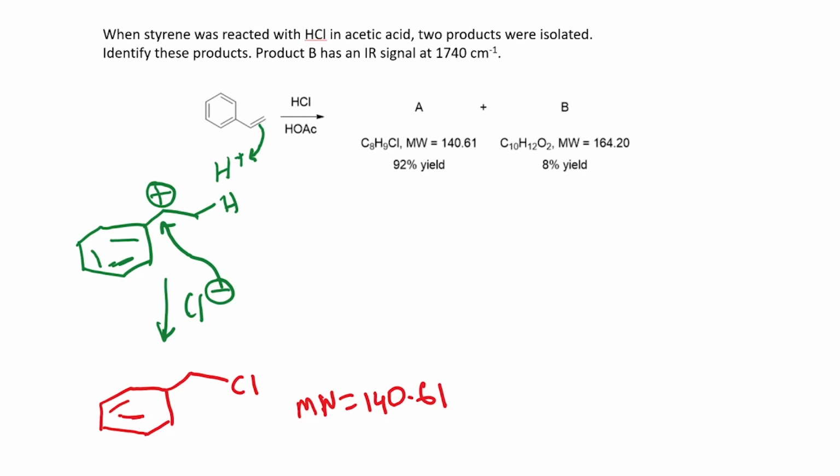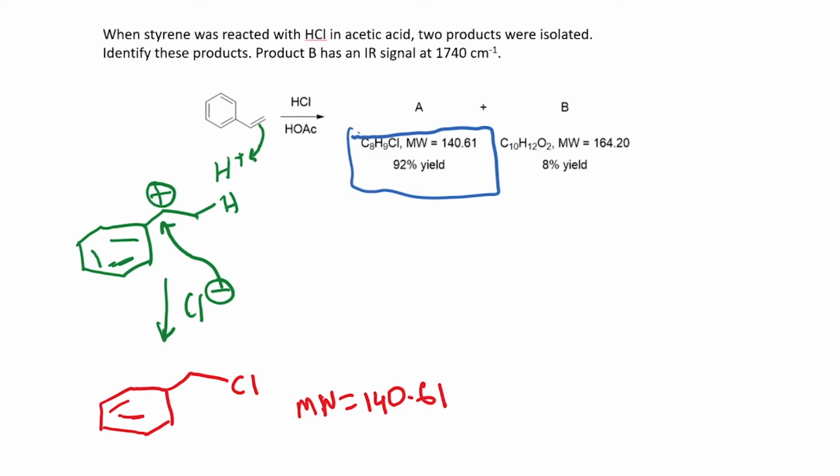When styrene is reacted with HCl in acetic acid, two products are formed. Identify these products. The clue that is given here is that product B has an IR signal at 1740 centimeter inverse. Now if you look at product A as shown here, it has a chlorine in it, and since we are using HCl and HOAc, this product is fairly straightforward for us to explain. You can go back and work out the molecular weight and so on, and it also forms the major product.